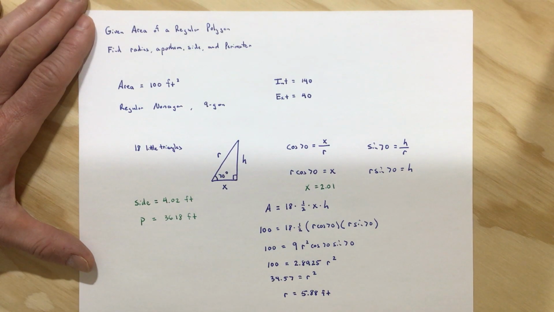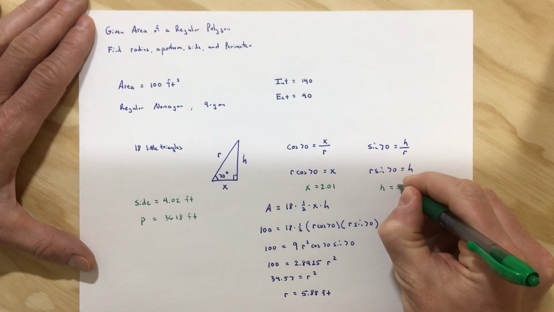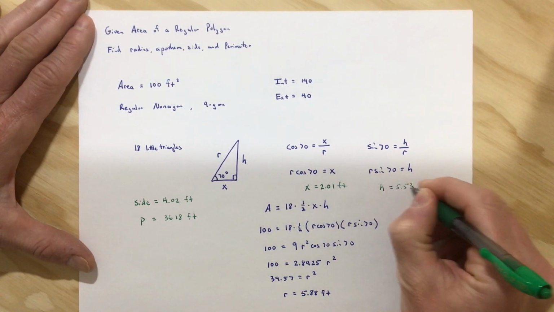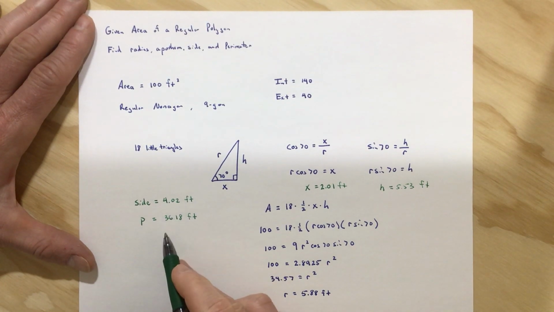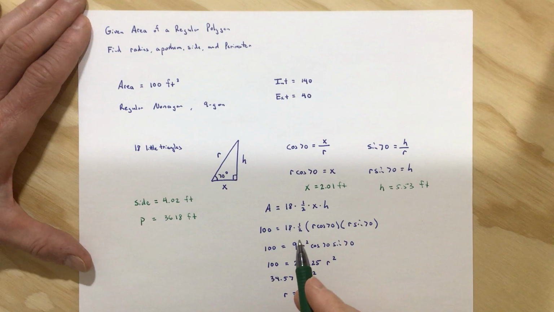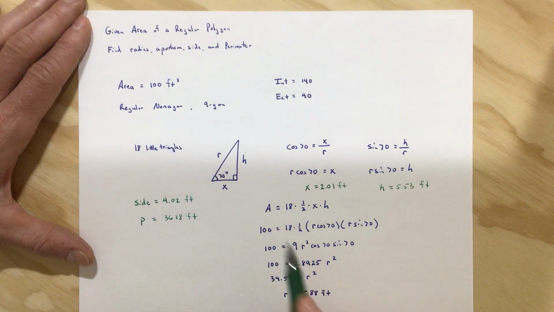and then I also can find the apothem because I can just take the r, 5.88 times sine of 70, so h, which is the apothem, is 5.53. Okay, so I know the apothem, I know the side length, I know the perimeter, and I know the radius. And I started with the actual area of the polygon, and I had to work all backwards.